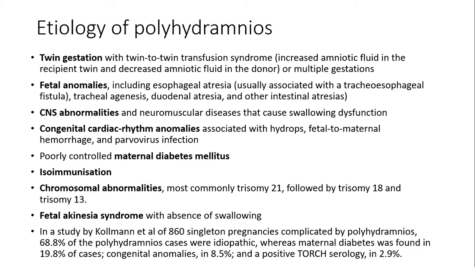It was found by Coleman and his team, who investigated 860 singleton pregnancies complicated by polyhydramnios, that two thirds of these were cases of idiopathic polyhydramnios, with no obvious cause, whereas maternal diabetes was found in up to 20% of cases. Congenital anomalies were found in 8.5%, and positive TORCH serology in up to 3% of the patients.